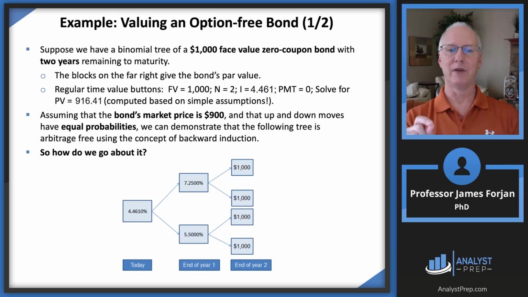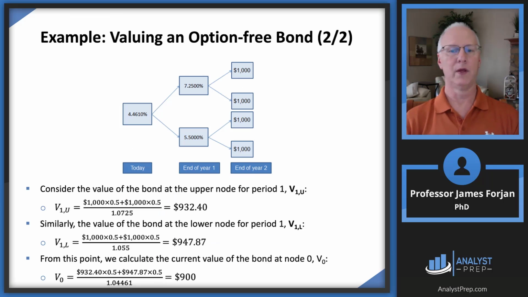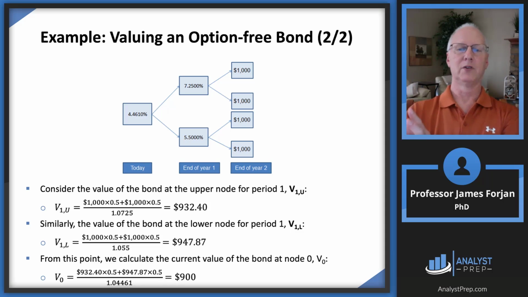And so those have equal probabilities. All right, so how do we go about this? Let's go ahead and do the math, right? So we're going to start at the end. So let's start at those top 2 blocks of 1,000 and 1,000.